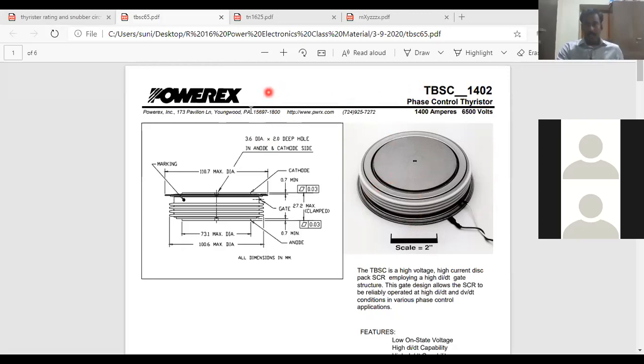So I simply downloaded this specification sheet for the thyristor by simply searching a thyristor operating for 6500 volts. Okay, a thyristor operating for 6500 volts means you will get the different specifications from the different manufacturers. All the manufacturers operating for that particular packaging of SCR are going to have the same specifications. So you may have different packagings like rectangular packaging, you may have a square, circular packaging, or some other packaging.